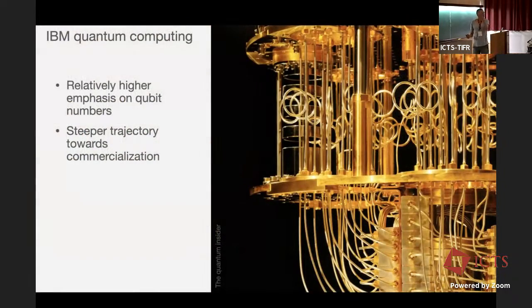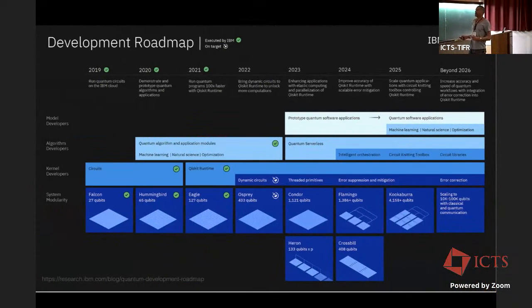IBM is much more aggressive in scaling up qubit numbers. They publish every once in a while an updated development chart, and they are on a steeper track, I think, towards actually selling their machines or maybe selling cloud computing services. And this is here the current IBM roadmap. You see here different processors, 27 qubits and 65. We are currently at Osprey. For some reason, they like to name their processors after birds. So this is where we are here, Osprey. A Condor is to come later this year, and then there's Flamingo. Does anybody know what a kookaburra is?